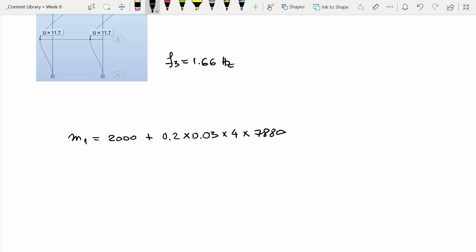So this is volume of the beam times density, and plus mass of the column, which is 0.2 times 0.03 times the length, which is 3 meters and 3 meters. So for the first mass, this is basically our mass 1. So beam plus 3 meters of column, and times 7880.